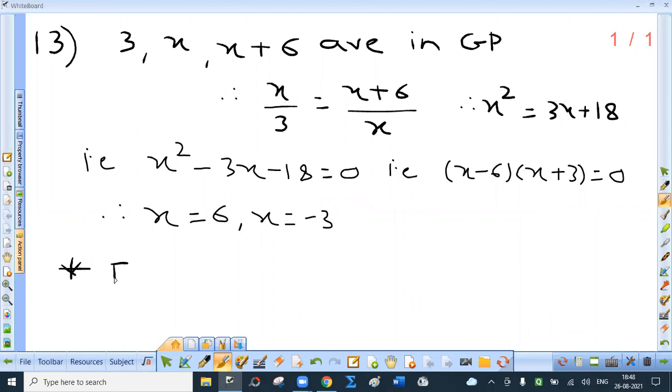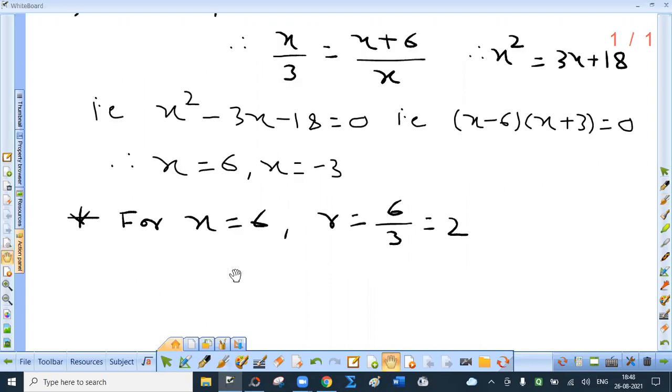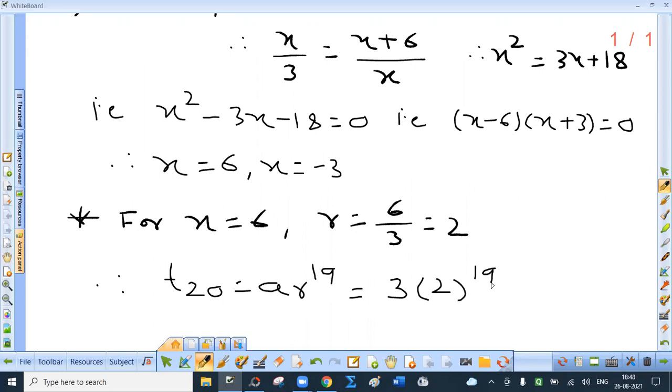And what is asked? Nth term. Okay. So for x equal to 6, what is common ratio? 6 upon 3 equal to 2. Therefore, T20 is AR raised to 19. A means first term. So 3 into 2 raised to 19.